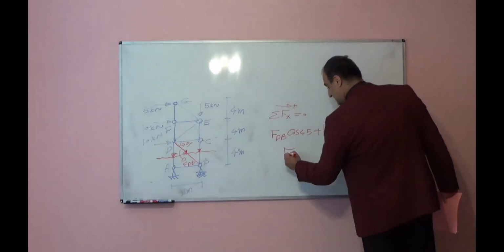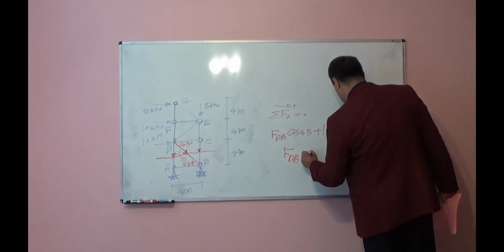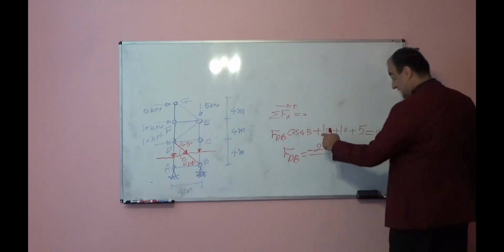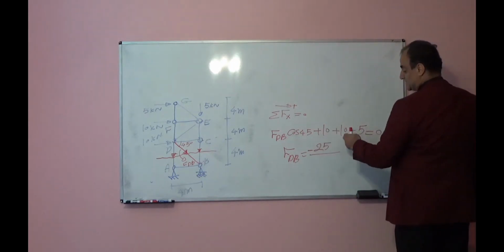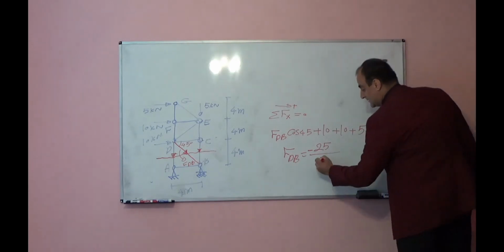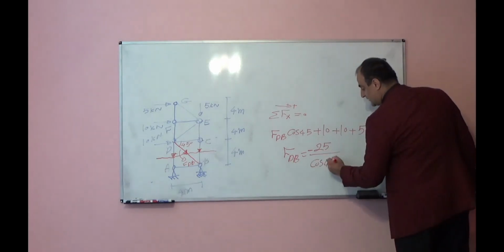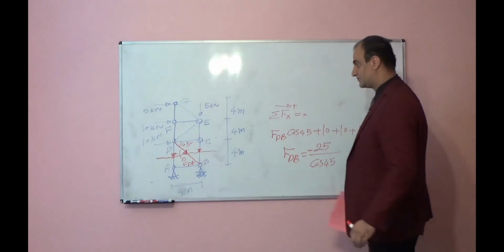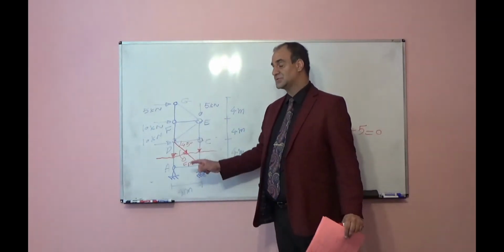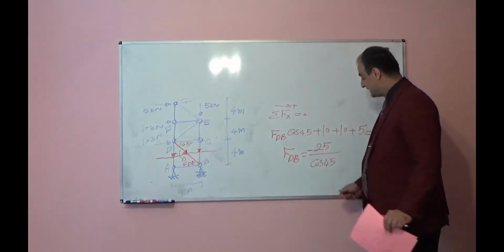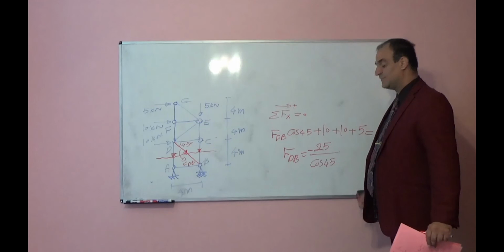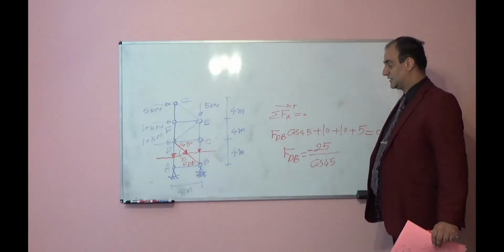From here, FDB will be equal to negative 25, 10 plus 10 plus 5, negative 25, if I take the other side, divided by cosine 45. Negative means the internal force is compression force, or it is compressive member. So the magnitude will be negative 25 divided by cosine 45.